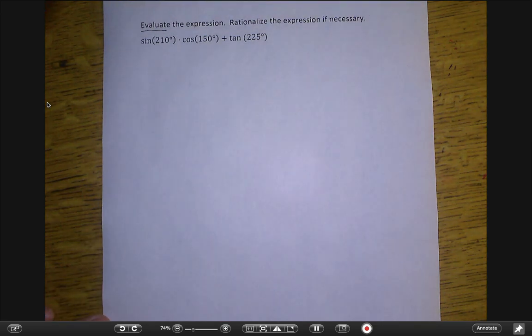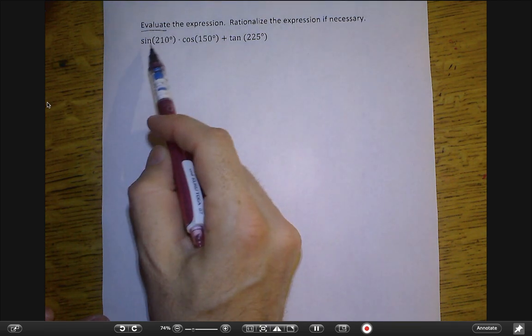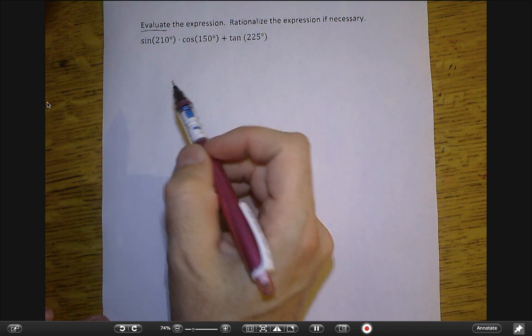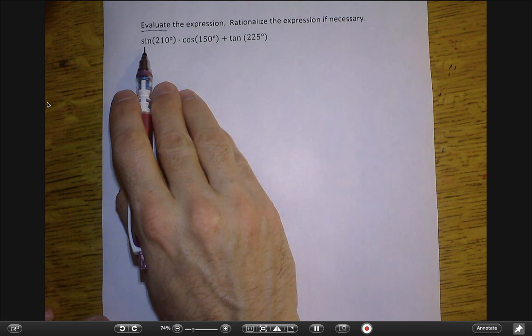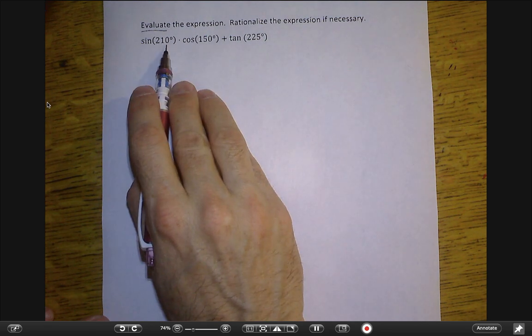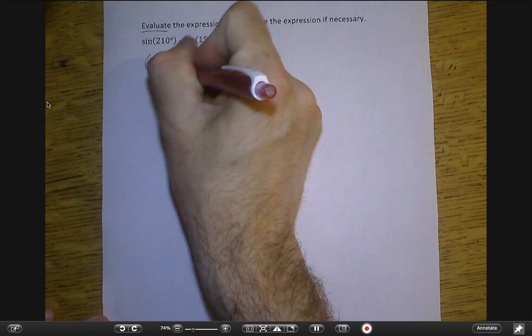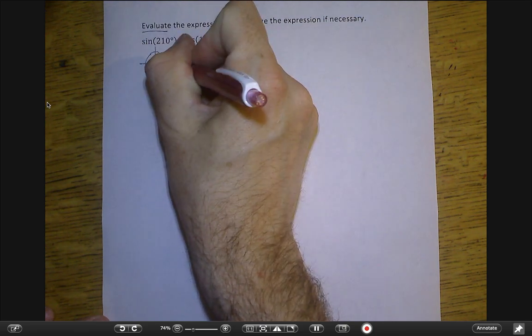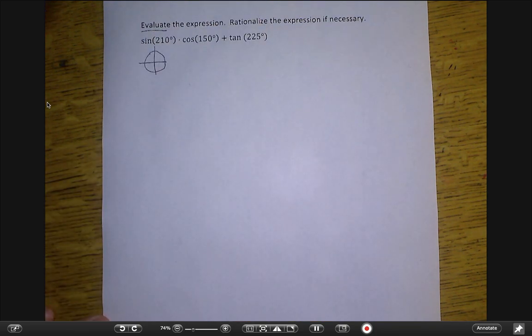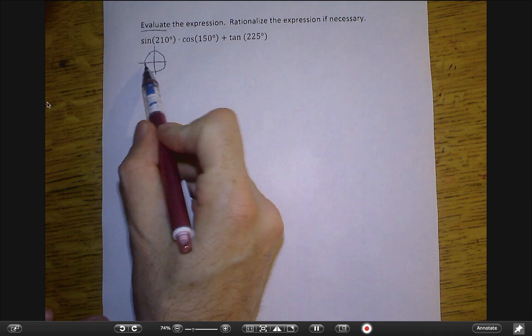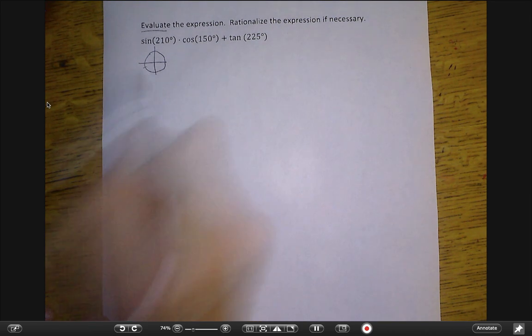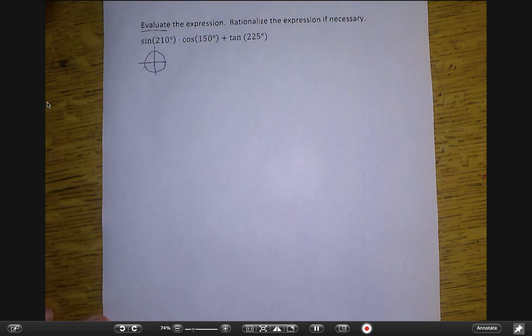Whenever I'm evaluating a trigonometric expression, I need to locate where the angle is. So the sine of 210 degrees, I'm just going to draw a unit circle here and ask myself where 210 is. I know that this is 180. 210 is very close to 180.